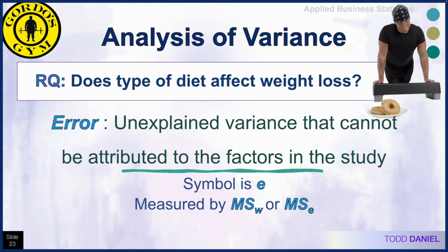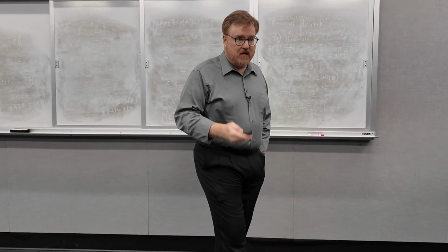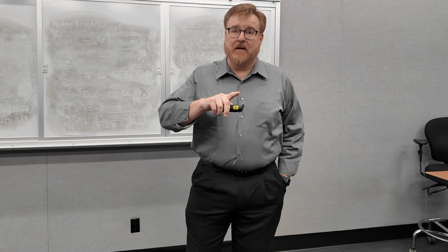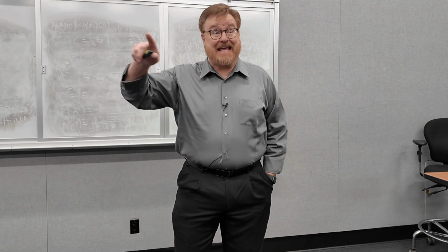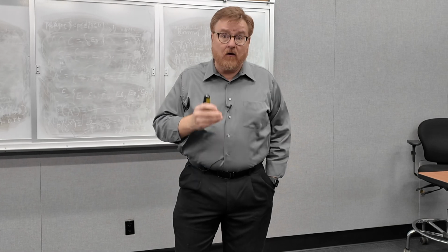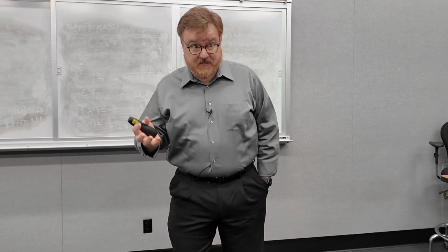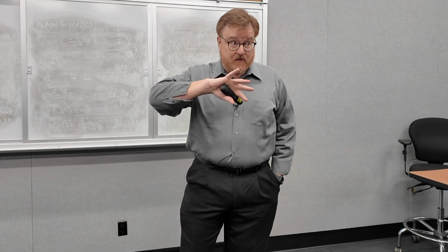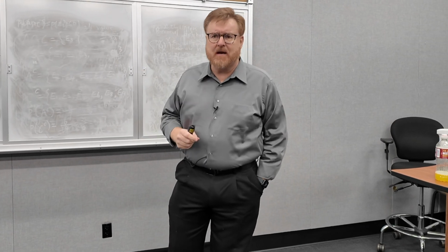It's measured by either the mean square within, which is what we'll call it, or you'll see in some textbooks the mean square error. When we do regression equations, we're going to see that error term explicitly listed at the end of the coefficients in our regression equation. Error is something that we need to consider so that we can separate it and sort it out from the actual effects that we're measuring.